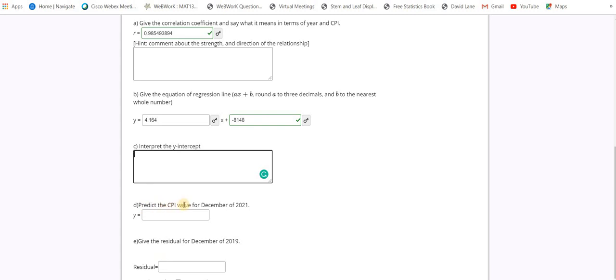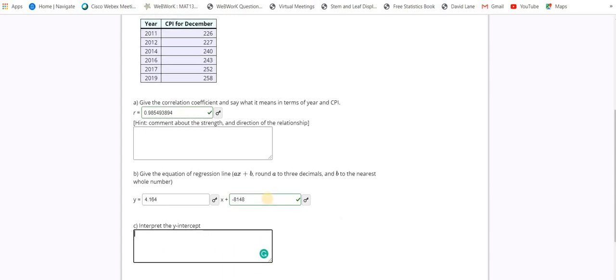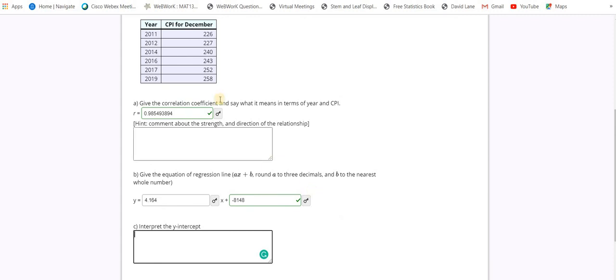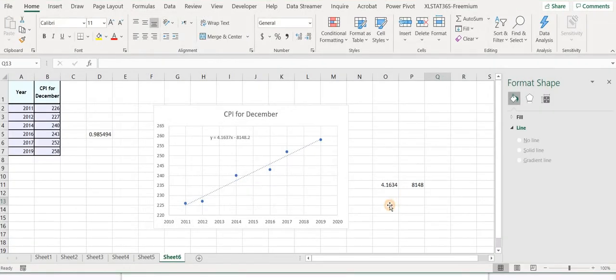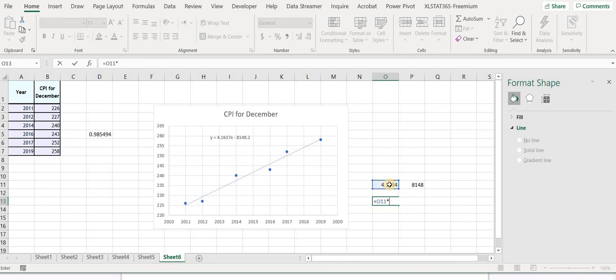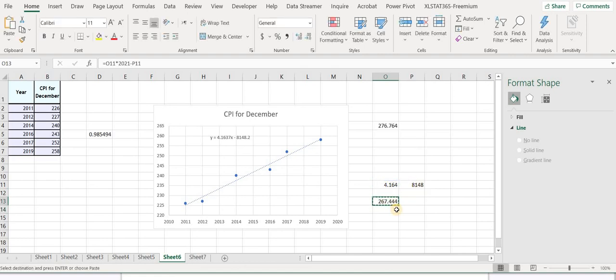We want to predict the CPI value for December 2021. So 2021 is not too far from the table. We can still use this equation to interpret that. So if we interpret that, we're going to say this is equal to the slope times 2021 minus this value over here, which is going to give us this number. So that is how you do that question. So this is the predicted value for 2021.